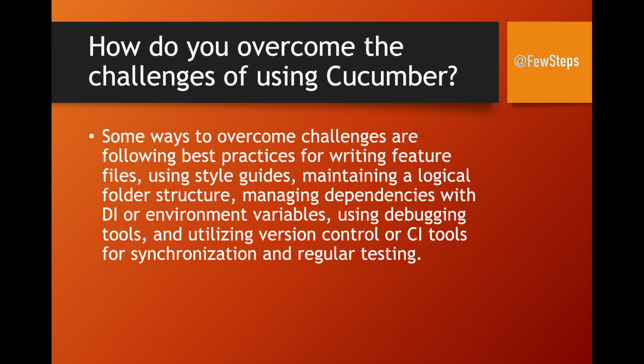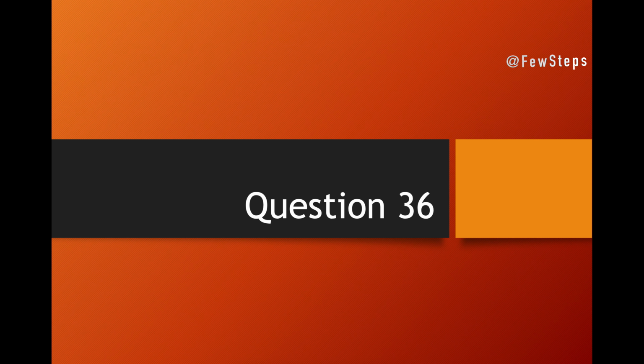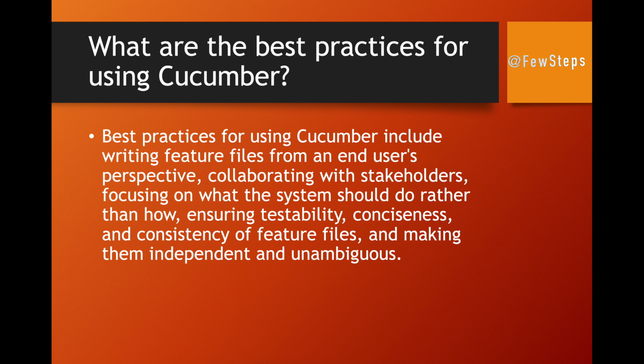Question 35. How do you overcome the challenges of using Cucumber? Some ways to overcome challenges are following best practices for writing feature files, using style guides, maintaining a logical folder structure, managing dependencies with environment variables, using debugging tools, and utilizing version control or CI tools for synchronization and regular testing.